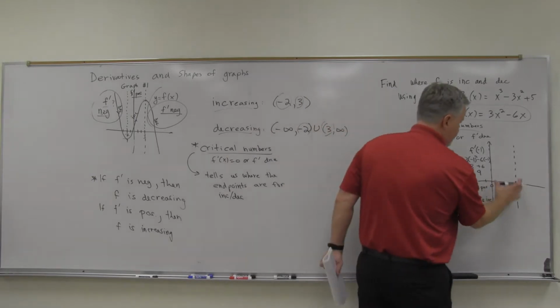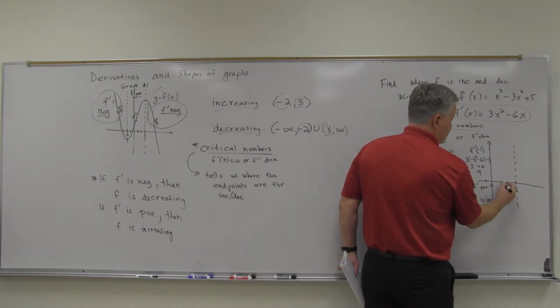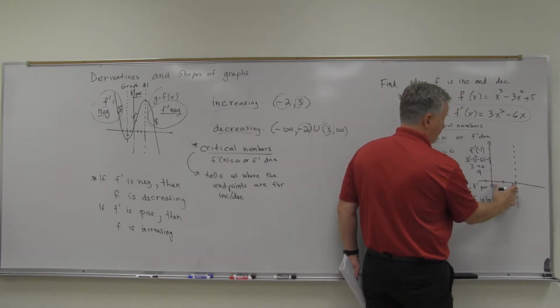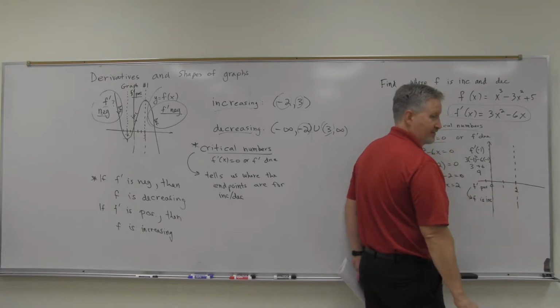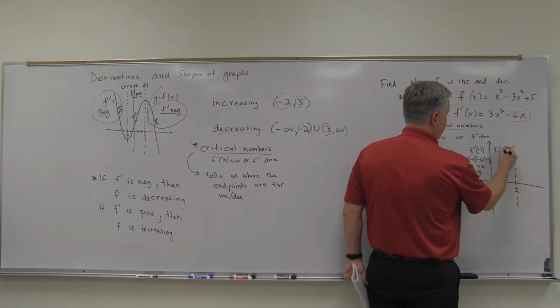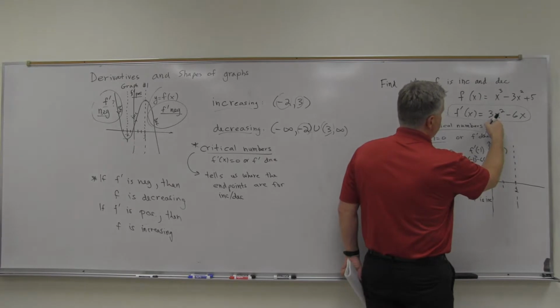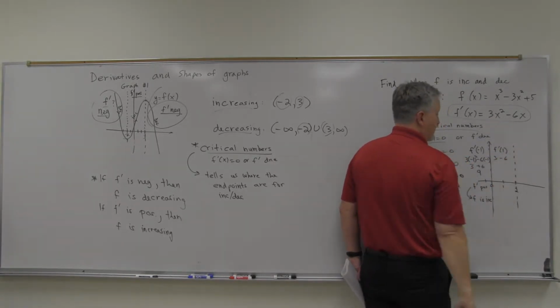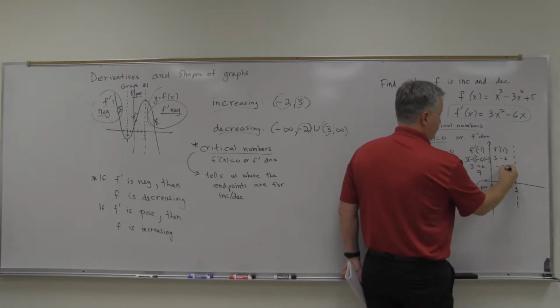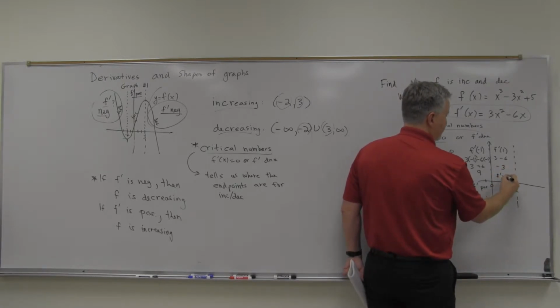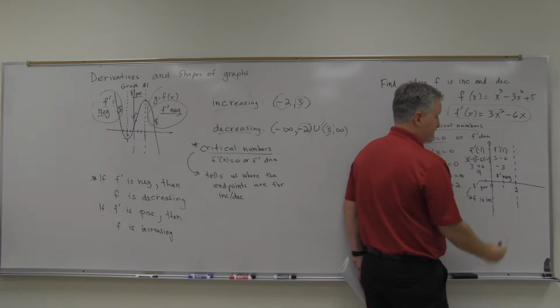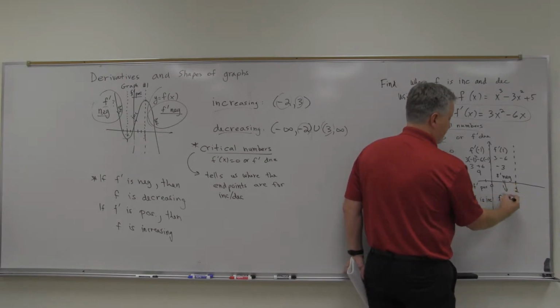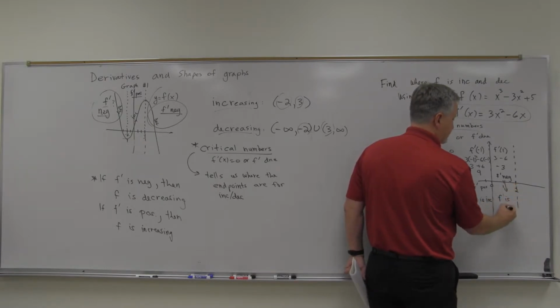So now let me move to here. In this piece, part of the graph, obvious choice would be 1, wouldn't it? So do f prime of 1. So it'd be 3 times 1, that'd be 3. Minus 6 times 1, that'd be 3 minus 6, so that's -3. Yeah, so we've got f prime is negative here, which means then f is decreasing.